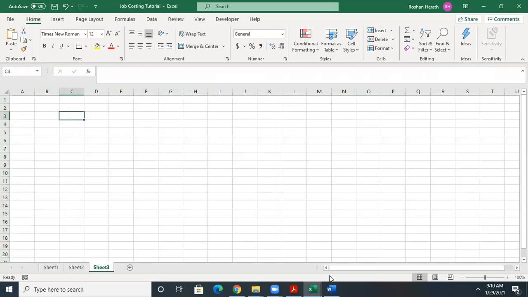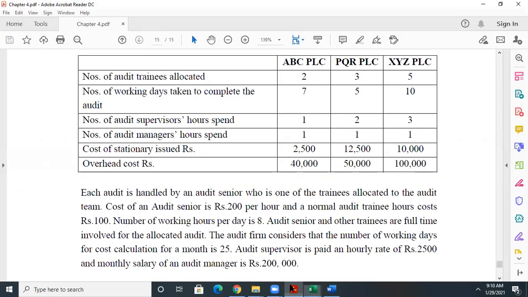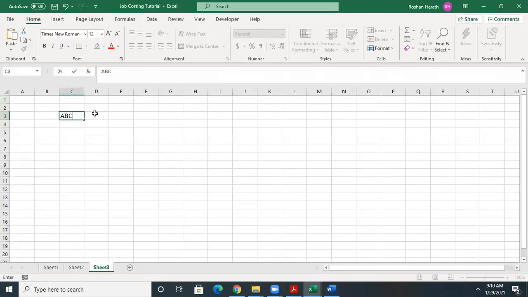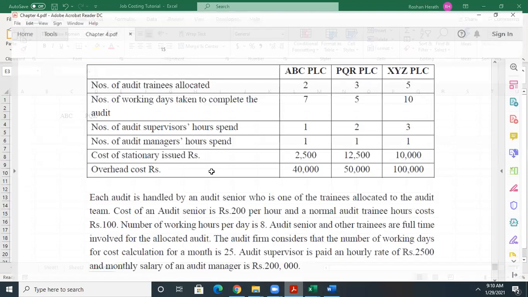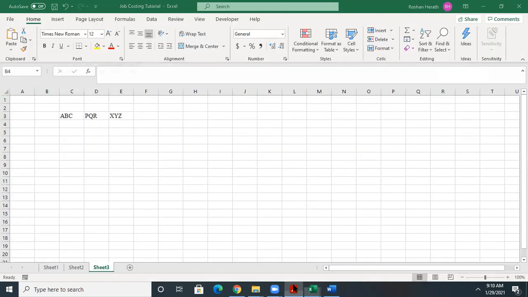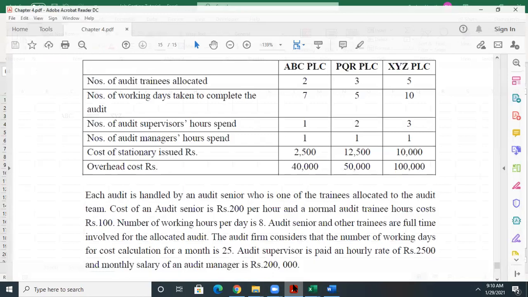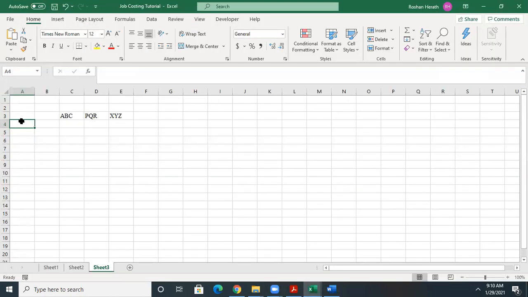So it's about the three entities that we have. It is ABC, PQR, and XYZ. Having taken these three entities, let's start with the direct material as usual. Direct materials.